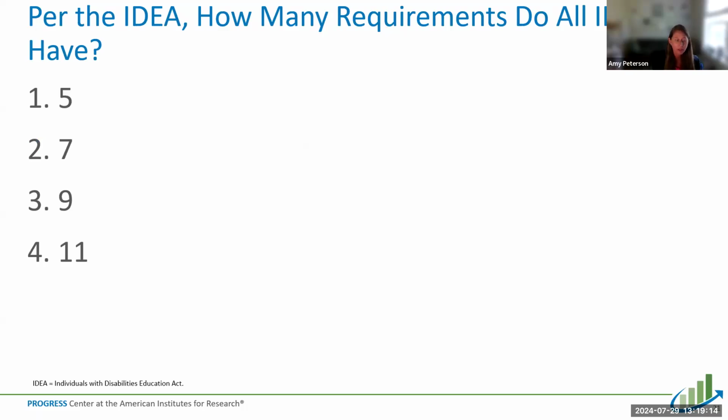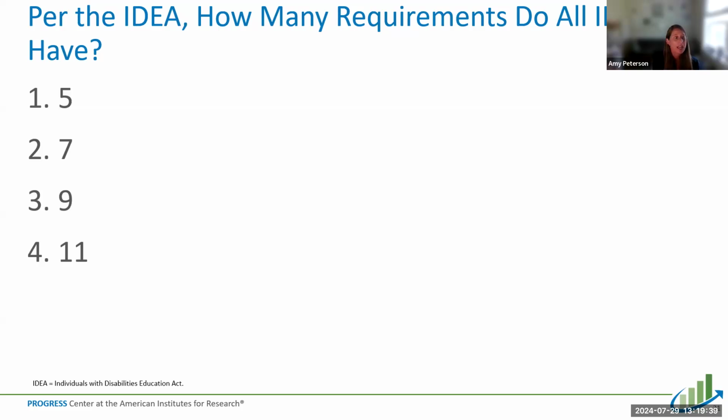Now, you might have heard Tessie talk about this in the intro, or you might know this, but lots of different states have additional requirements. We also have times where in the course of students' educational programming, or based on their individual needs, they might need additional components of the IEP considered. But how many are those critical requirements for all IEPs according to IDEA?